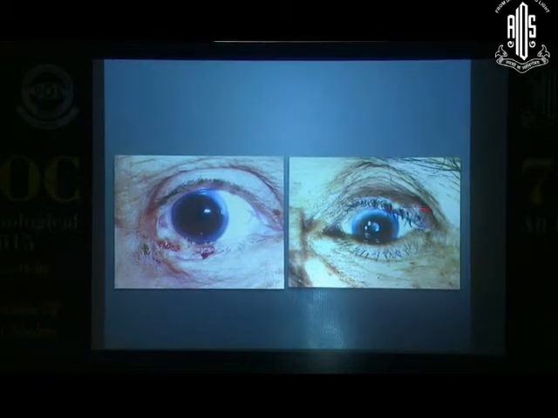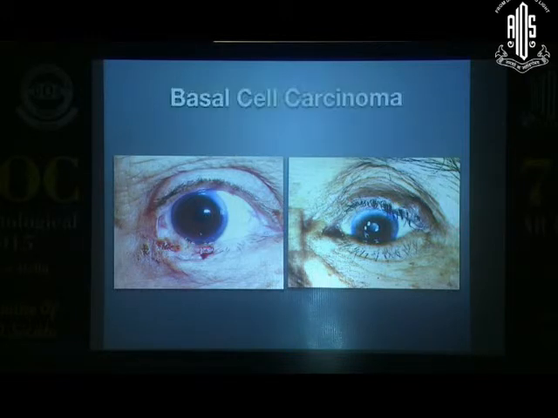Another patient came with a problem of chronic irritation, no other symptom, no pain. You can see the thickening here over the lateral part of the upper eyelid with some pigmentation of the lid margin here, and please note carefully that the lashes are absent here. Again, same problem. This also is basal cell carcinoma. A biopsy was done which confirmed the diagnosis.